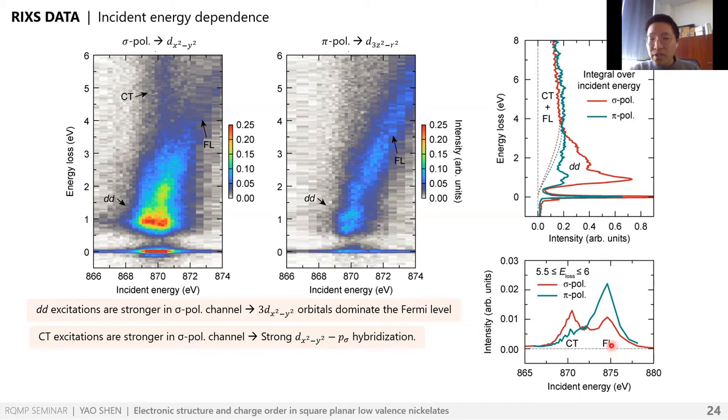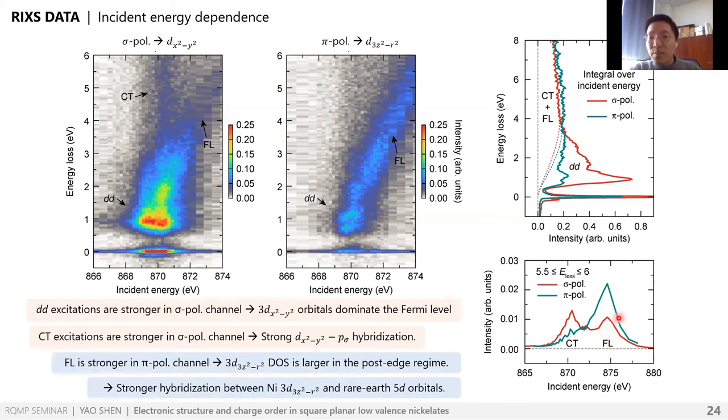However, the fluorescence is stronger in the pi polarization channel. So it's in the post-edge region, which means the dz squared orbitals' density of states is much larger in the post-edge regime. The post-edge regime corresponds to the unoccupied states above the Fermi level. So there are some unoccupied states for the dz squared orbitals, which is kind of unexpected. We think it is due to the hybridization between the dz squared orbitals and the rare earth 5d orbitals, since the rare earth 5d orbitals are mostly unoccupied, far above the Fermi level.